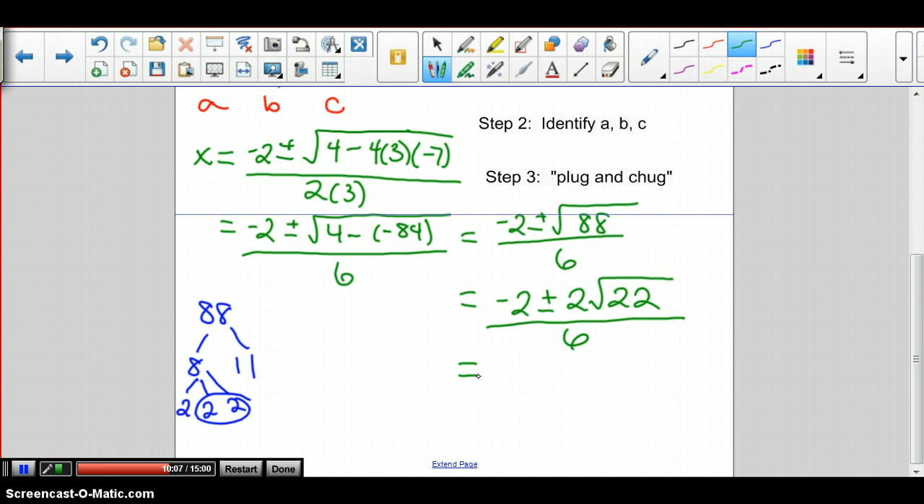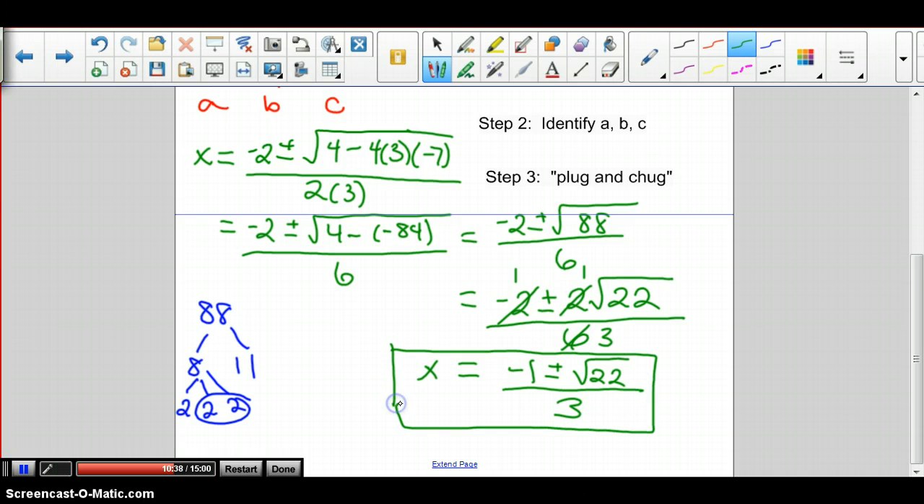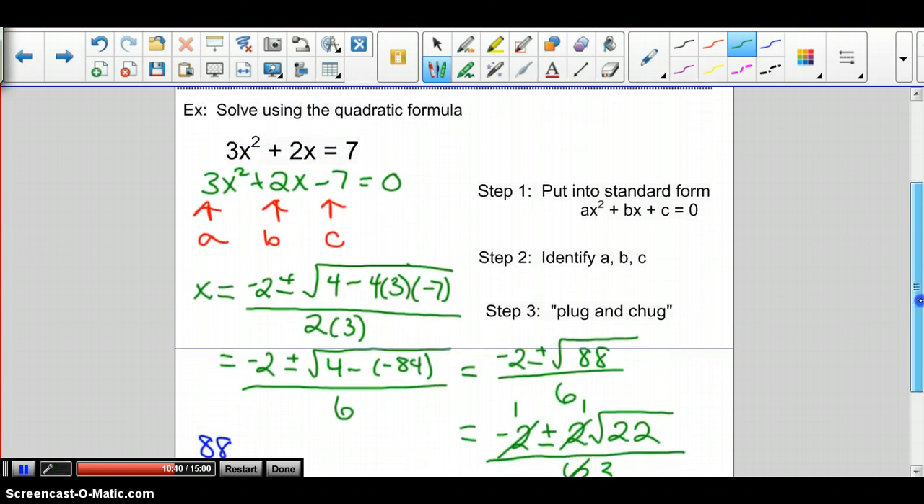Okay, one more step. We can simplify this here. We can divide every term here by 2, each term. So this will turn into a 1, this will turn into a 1, and our 6 will turn into 3. So let's write this nicely. We have negative 1 plus or minus the square root of 22 over 3. And that would be our final answer to solve this problem.